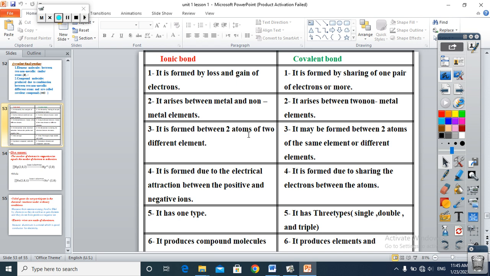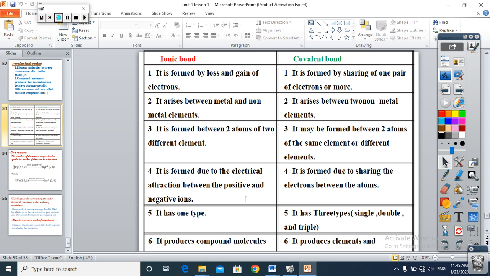Now we can compare between ionic bond and covalent bond. Ionic bond is formed by loss and gain of electrons, but covalent is formed by sharing electrons. Ionic arises between metal and nonmetal. Covalent arises between two nonmetals. Ionic is formed between two atoms of two different elements. Covalent may be formed between two atoms of the same element or different elements. Ionic is formed due to electrical attraction between positive and negative ions. Covalent is formed due to sharing the electrons between the atoms.